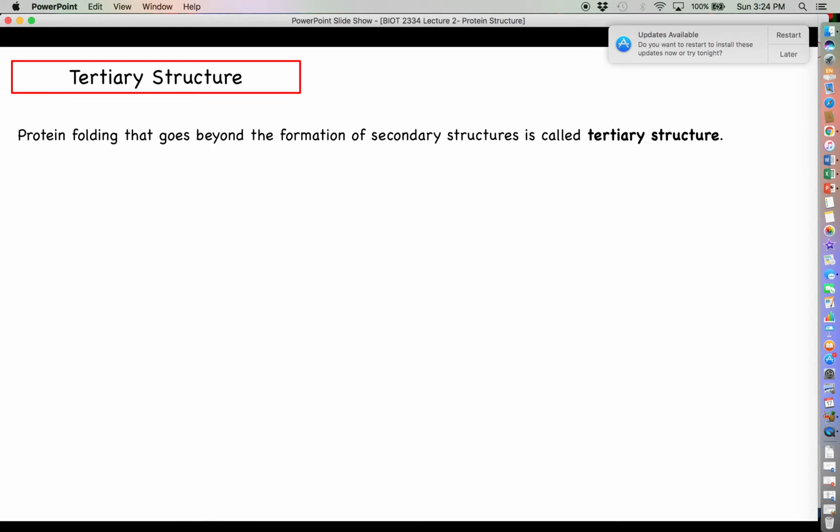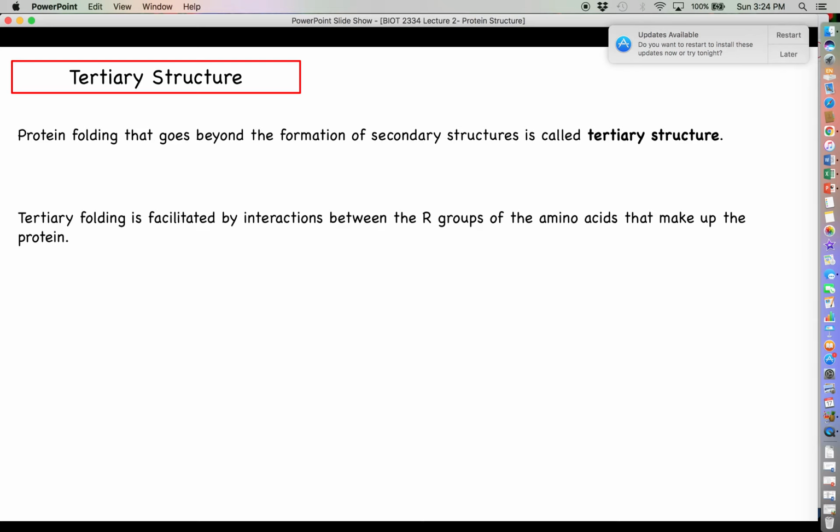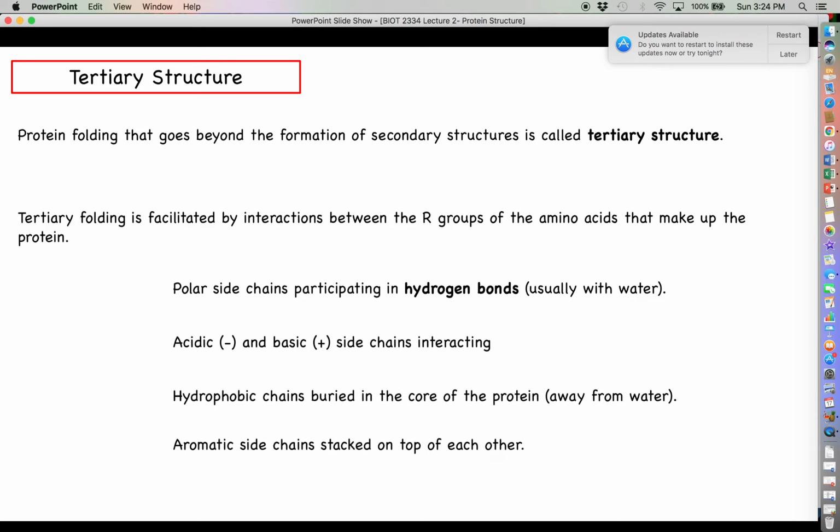All right, so now that we are done talking about secondary structures, let's go ahead and start talking about tertiary structures. Tertiary structure refers to protein folding that really goes a step beyond what we saw with secondary structures. Tertiary structure and folding is going to, this time, actually be facilitated by interactions between the side chains of the amino acids that made up the protein. You'll recall that secondary structure was all about hydrogen bonding among different parts of the polypeptide backbone. Now we can actually get the side chains involved here.